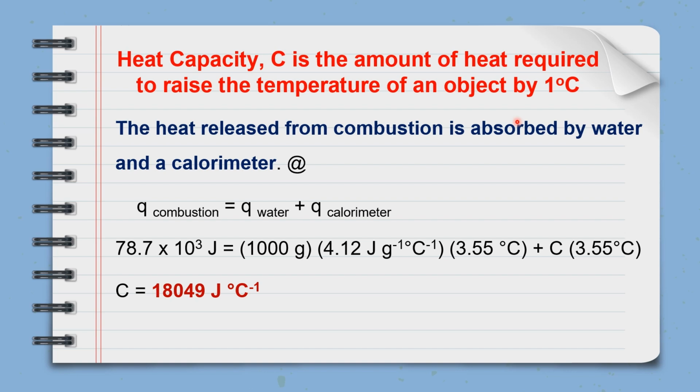Marks are given to the 0.2 mole just now, and then the 78.7 kilojoule energy. Then the statement that the heat released from the combustion is absorbed by water, you get another 1 mark, and the value of C is another 1 mark. So 2 marks on this page.